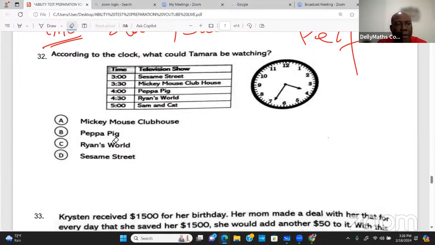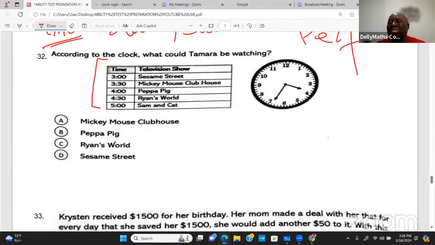Number 32 says, according to the clock, what could Tamara be watching? So we're going to have to observe our time, what's going on on TV. That is about how do you read tables, right? We want to read tables well.